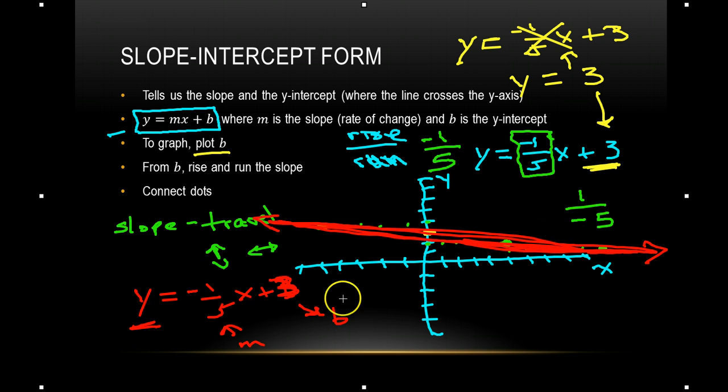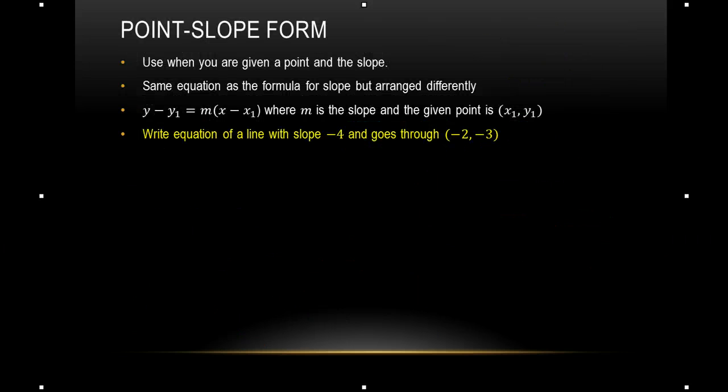Sometimes they give us a point and a slope, and they say, hey, write the equation, and they don't want it in y equals mx plus b. You look at your multiple choices and you're like, that doesn't seem simplified. Exactly, because another nice equation is called the point-slope form. It's called the point-slope form because you use it when you're given a point and the slope.